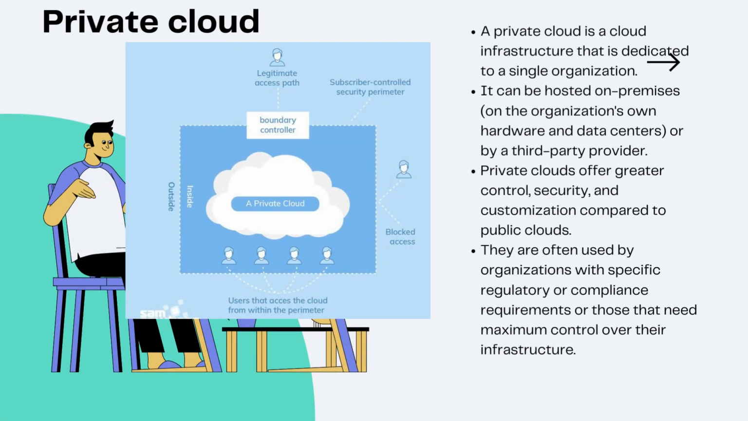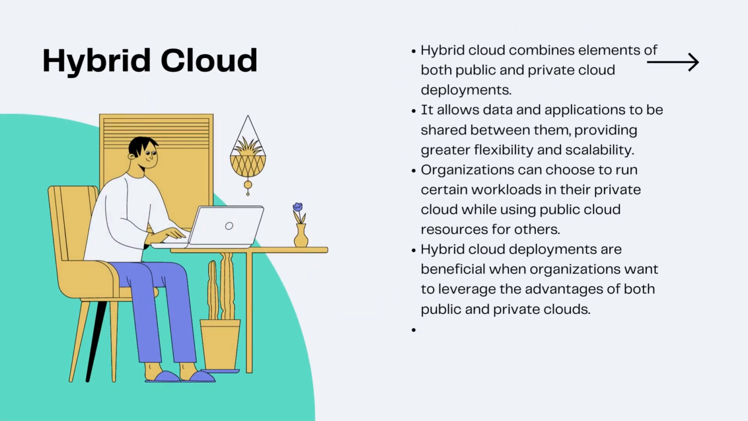Private cloud. A private cloud is a cloud infrastructure that is dedicated to a single organization. It can be hosted on premises, on the organization's own hardware and data centers, or by a third-party provider. Private clouds offer greater control, security, and customization compared to public clouds. They are often used by organizations with specific regulatory or compliance requirements or those that need maximum control over their infrastructure.